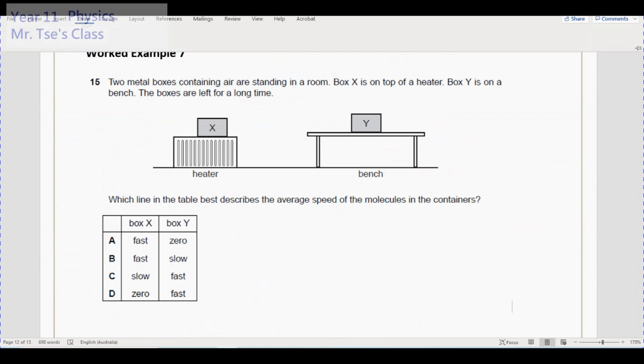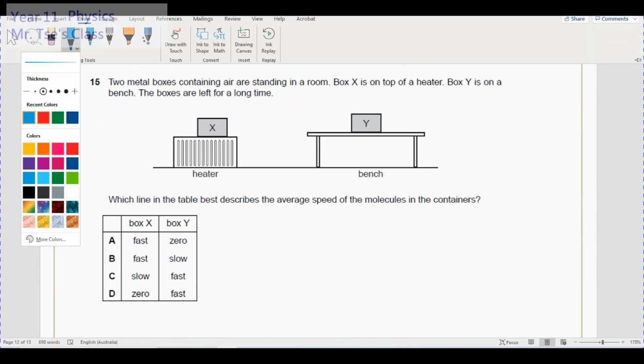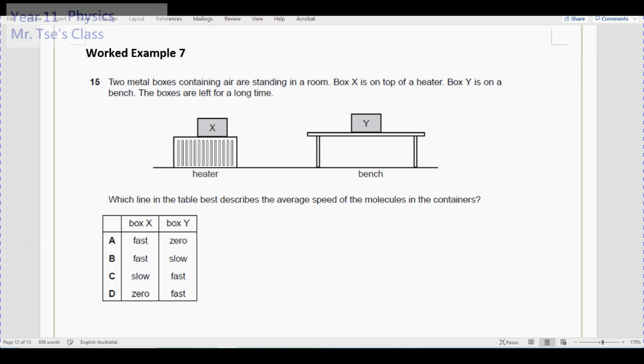All right, the next one is about two metal boxes containing air standing in a room. Box X is on top of a heater. Box Y is on the bench. Both contain air. Which line in the table best describes the average speed of the molecules in the container?